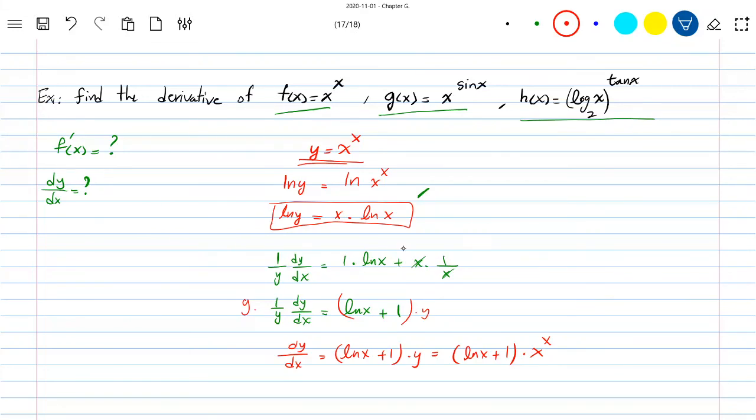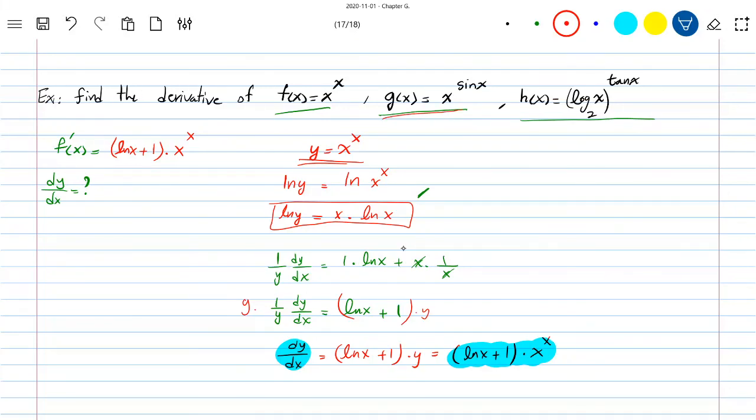So what did we find? We find that dy over dx equals (ln x plus 1) times x to the power x. And you notice that it's not following the exponential or power rule. It's kind of a combination of both. So we have ln x plus 1 multiplied by x to the power x. That is the derivative of this one. So that's it. There is nothing more to it.